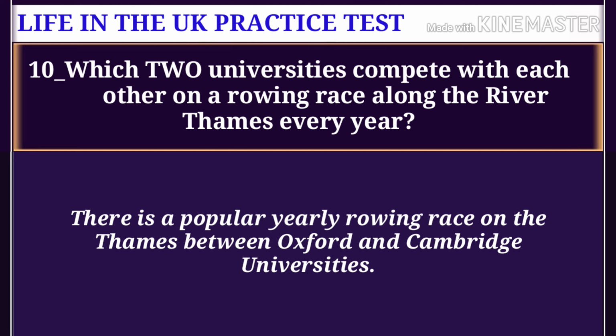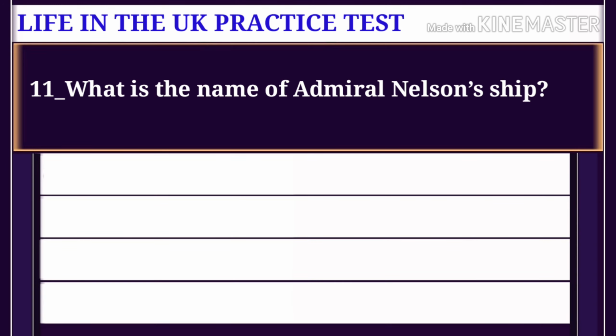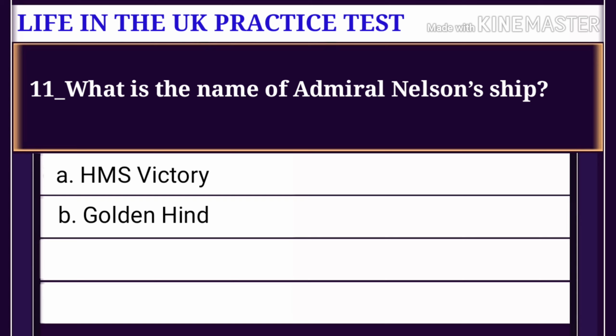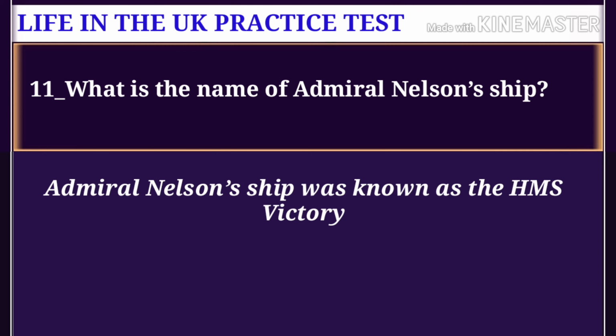Life in the UK practice test. Question 11 of 24. What is the name of Admiral Nelson's ship? A. HMS Victory. B. Golden Hind. C. Canute. D. Grimsby. The correct answer is A. HMS Victory. Admiral Nelson's ship was known as the HMS Victory.